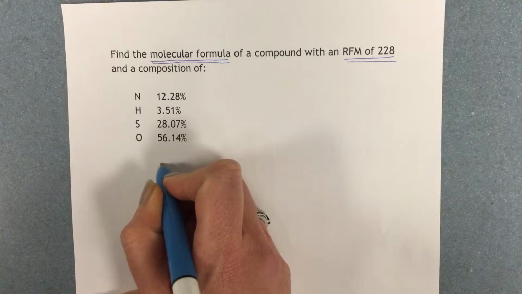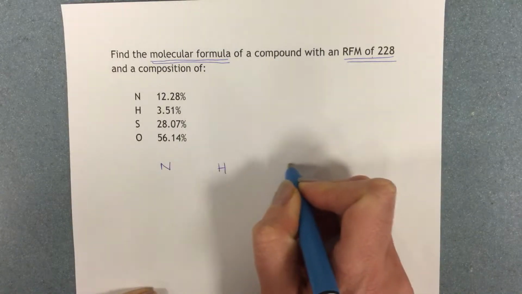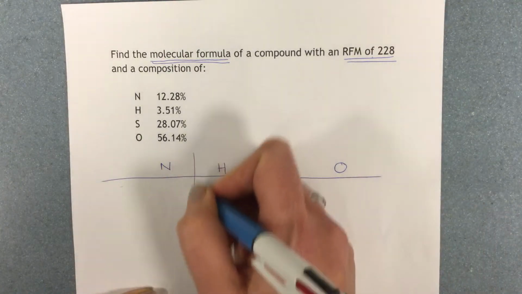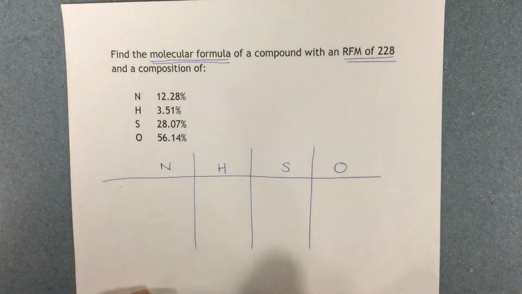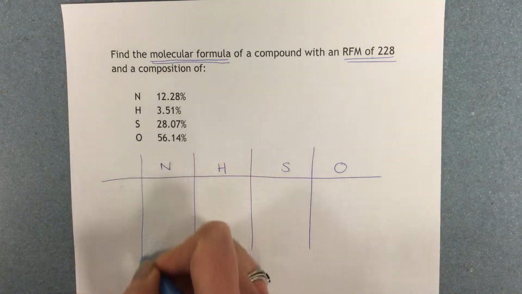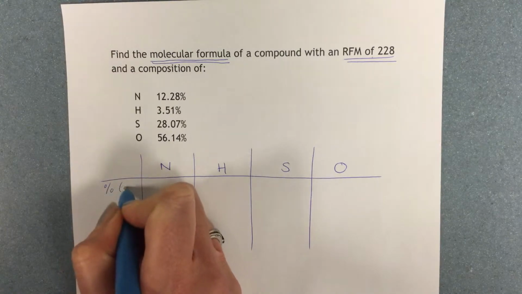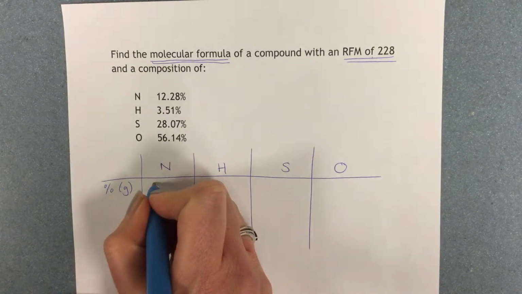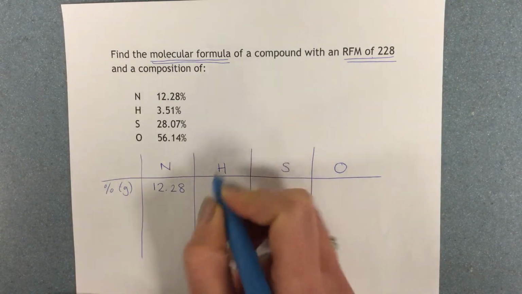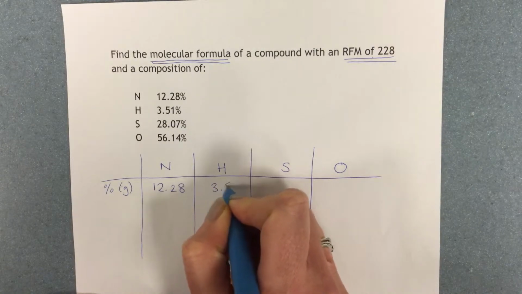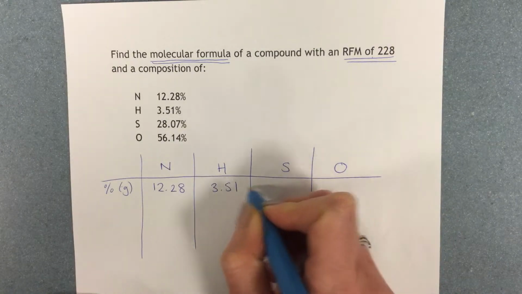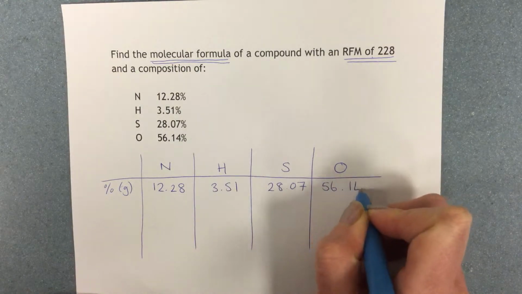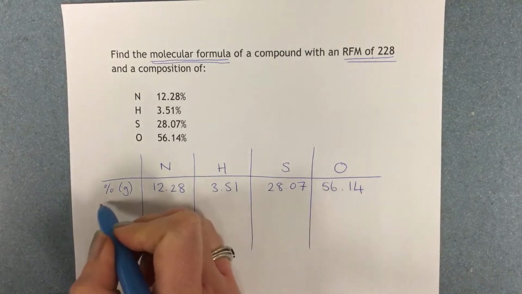I much prefer to have my N, my H, my S and my O all separate, so I can see what's going on, with them all above each other. So what do I know? Well, I know my percentage, which I'm going to put in brackets as grams, because basically I can assume I've got 100 grams and that in that 100 grams I've got 12.28 grams of nitrogen, 3.51 grams of hydrogen, 28.07 of sulfur and 56.14 of oxygen. Okay, so far so good.